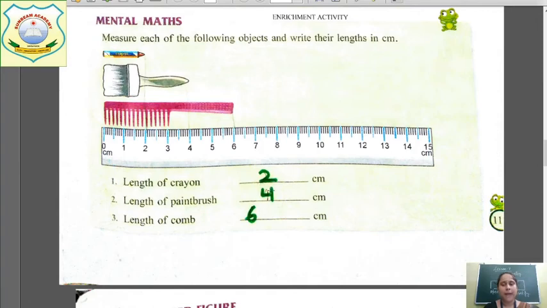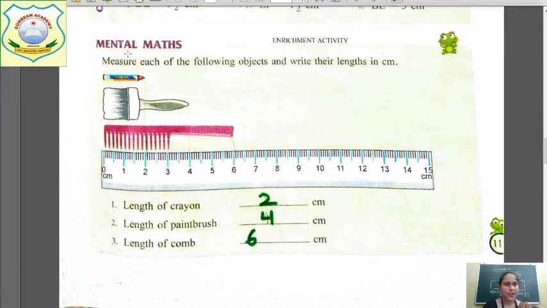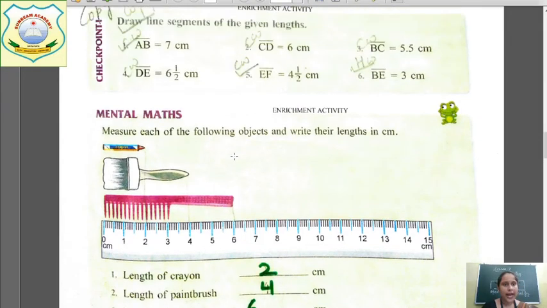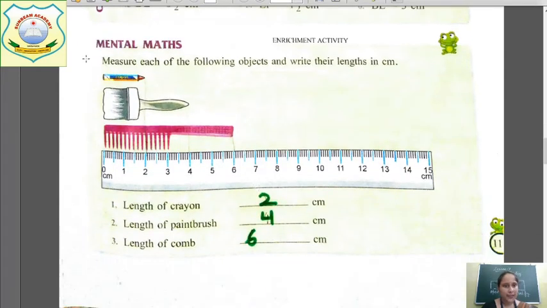Now come to the mental maths on page number 117. Okay. 117. In this page you will see mental maths are given. Under this checkpoint, mental maths question is given, where it is written, measure each of the following objects and write their lengths in centimeter. Okay, so we have to measure these objects and a ruler is given. Okay, ruler is given, a scale is given. We just have to measure it and write the length of these objects.